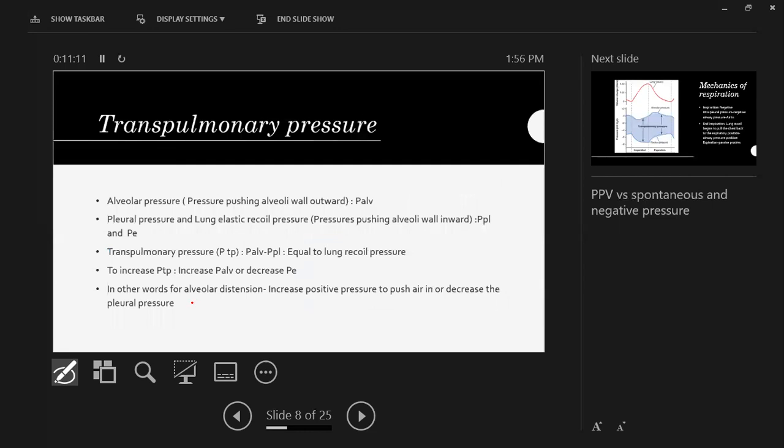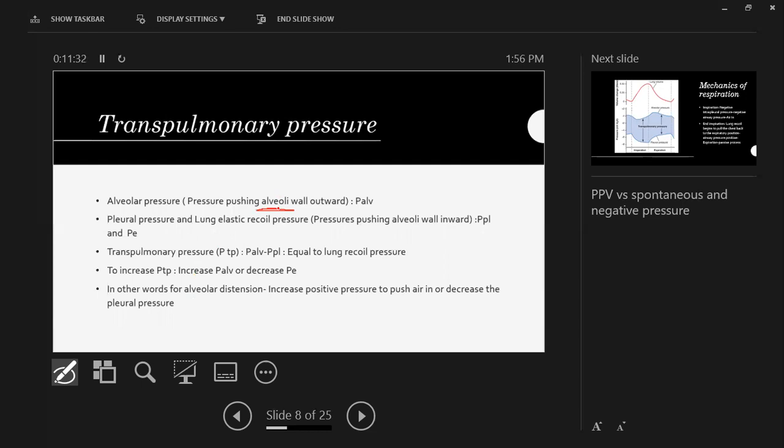What is transpulmonary pressure now? See, transpulmonary pressure is something from, there are so many pressures, right? There is airway pressure, then there is alveolar pressure, then there is pleural pressure, then there is lung elastic recoil pressure. There are so many things. So what is pushing the alveoli outward? Now we are coming into the alveoli.